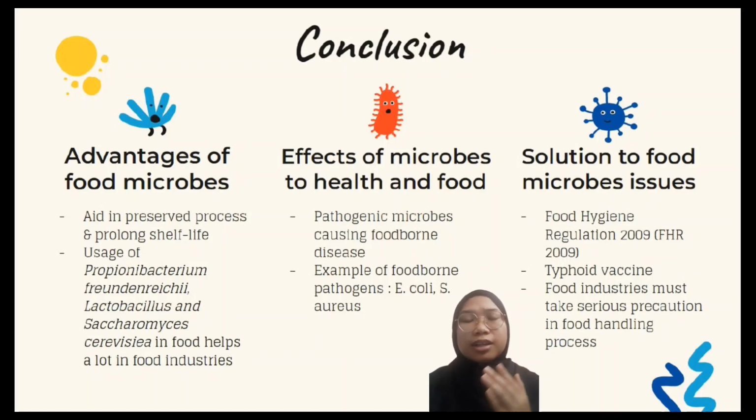Next, the effect of microbes on our health and food. There are many types of microbes that exist in the world, but pathogenic microbes will cause foodborne disease. Examples of pathogens that cause foodborne illness are E. coli and also Staphylococcus aureus. And lastly, we have elaborated about the solution for the food microbe issues. First, we have to follow the Food Hygiene Regulation 2009 made by our government, Malaysia. Next, we also can use advanced technology such as PCR in detecting foodborne illness. And lastly, the most important thing is food industries must take serious precaution in the food handling process.